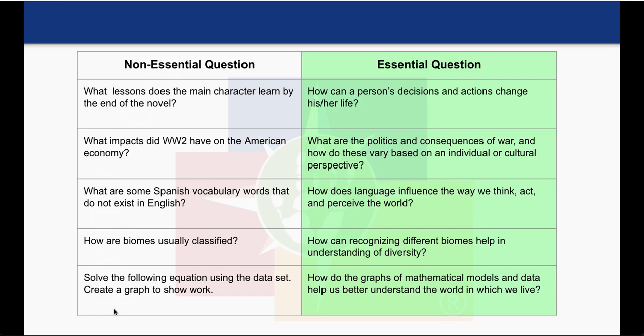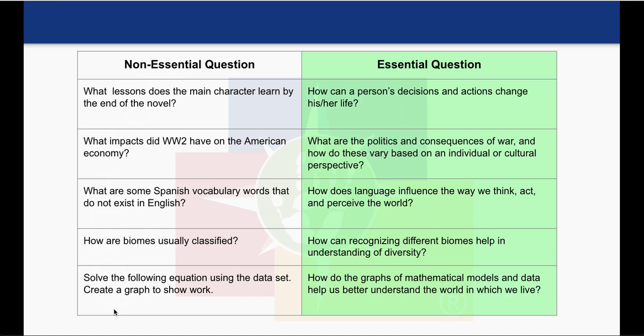Here's an example for a history class. What impacts did World War II have on the American economy? We can change that one to, what are the politics and consequences of war, and how do these vary based on individual or cultural perspectives? For a language class, we have, what are some Spanish vocabulary words that do not exist in English? The essential version would be, how does language influence the way we think, act, and perceive the world?